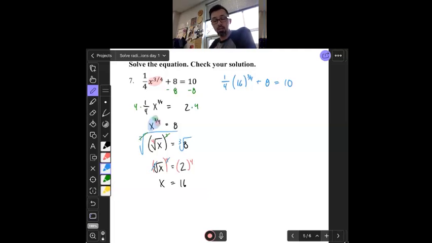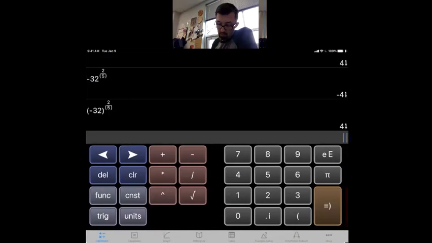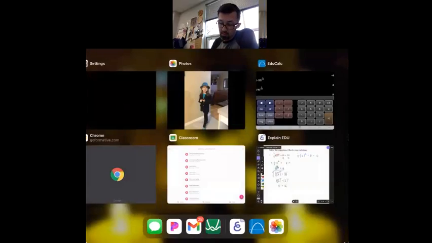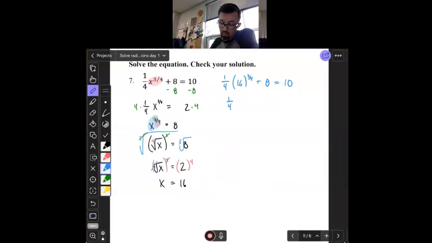Go back and check it. Again, 16 to the 3/4. So I'd go parentheses 16, close my parentheses, caret, parentheses 3/4, close my parentheses, enter, 8. 16 to the 3/4 is equal to 8. I have 1/4 of 8 plus 8, which is 2 plus 8, which is 10, which equals 10.